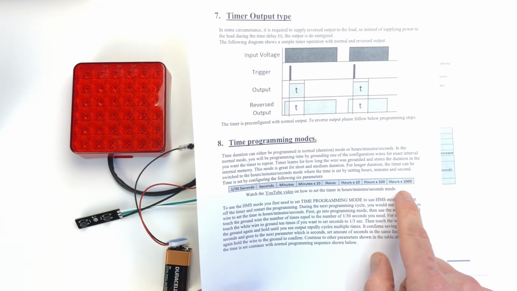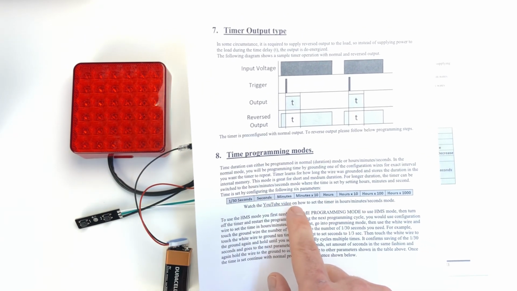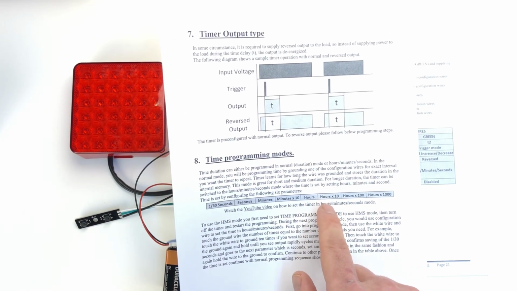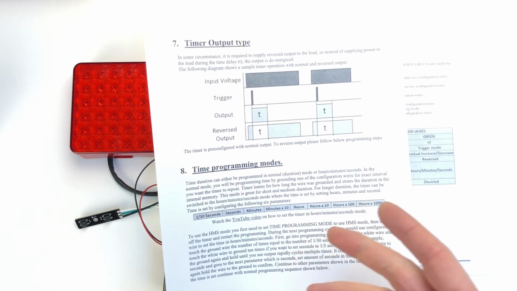There are 8 parameters that we need to set. It's 1/30 of a second, seconds, minutes, minutes multiplied by 10, hours, hours multiplied by 10, by 100, and by 1,000. And once you sum this all together, you get your duration.